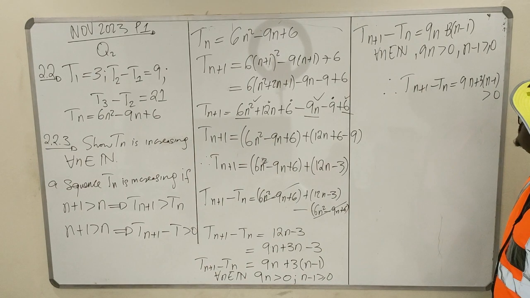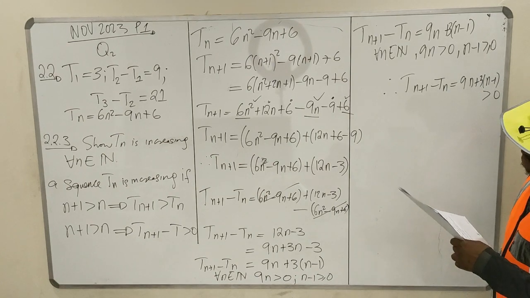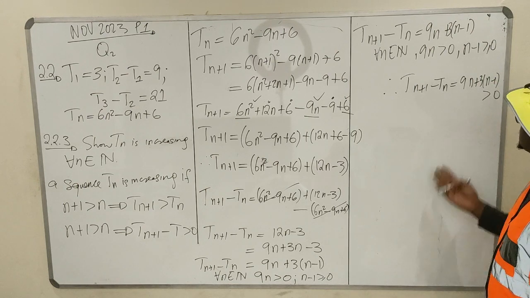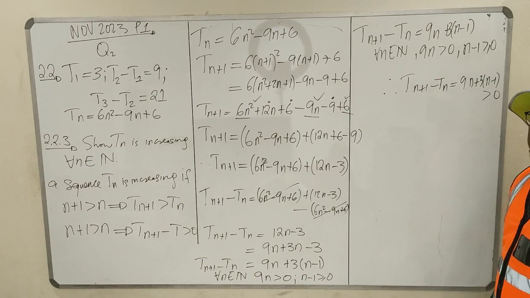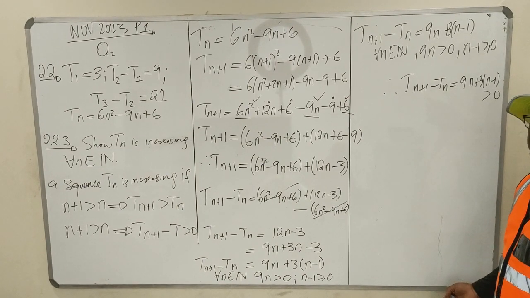That's how I think of it. I hope it does make sense. Maybe it is an easy way of showing this, which is why maybe it's 3 marks. Otherwise, this is how I would have done it. So since the difference between two consecutive terms is positive, then this sequence is increasing.